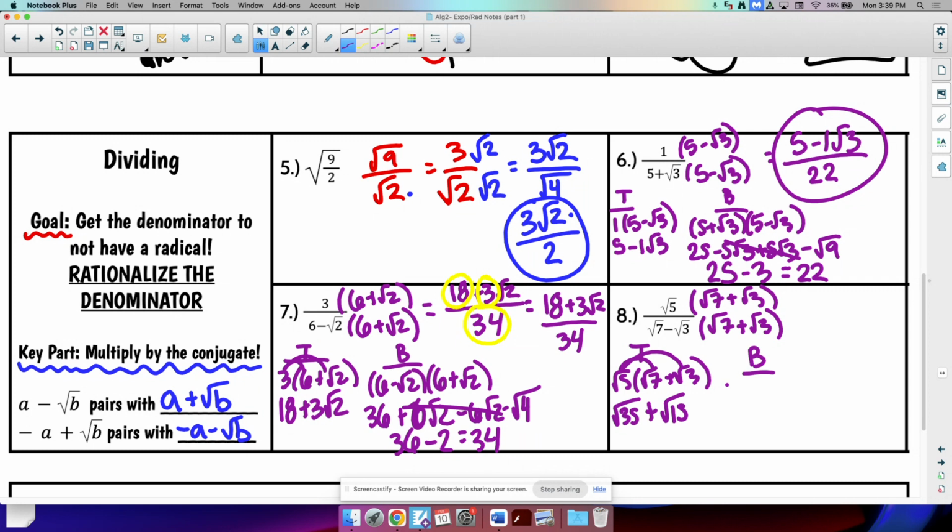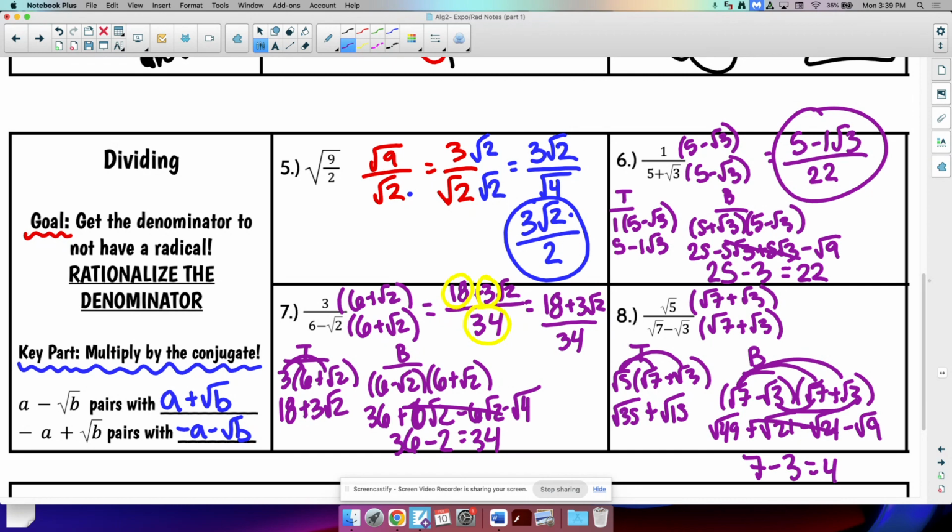When we do the bottom, make sure you do a full FOIL. So root 7 times root 7, they are both square roots, so they can multiply together. Root 7 times root 3, they're both underneath the square root, so they can multiply together. Root 7 times root 3, same thing. Root 3 times root 3, they are both under the square root, so they can multiply together. Even here, we have plus root 21 minus root 21, so those cancel. The square root of 49 is 7, square root of 9 is 3. 7 minus 3 is 4.